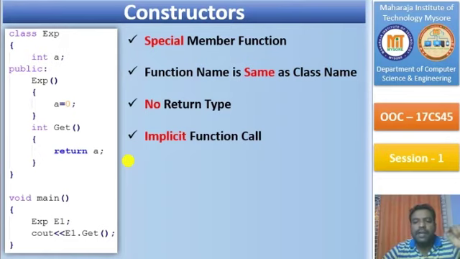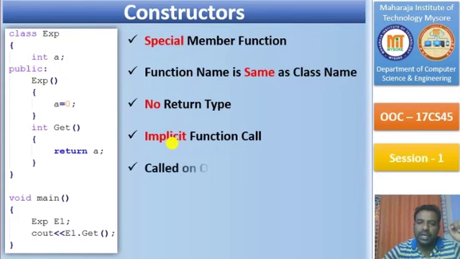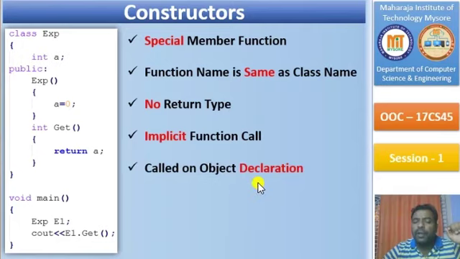Hence, every constructor is going to be called implicitly. It's going to be called implicitly by the compiler when the execution is going to start. So now this constructor is going to be called by the compiler, and the question is when it is going to be called. So note it down. It's a very important term. Every constructor will be called whenever you create an object or whenever you declare an object for a class.